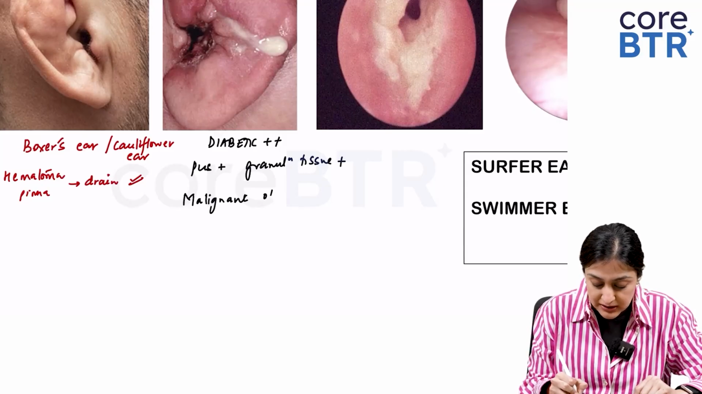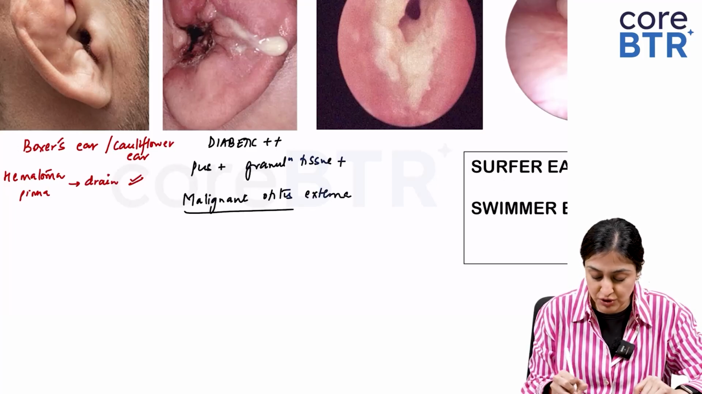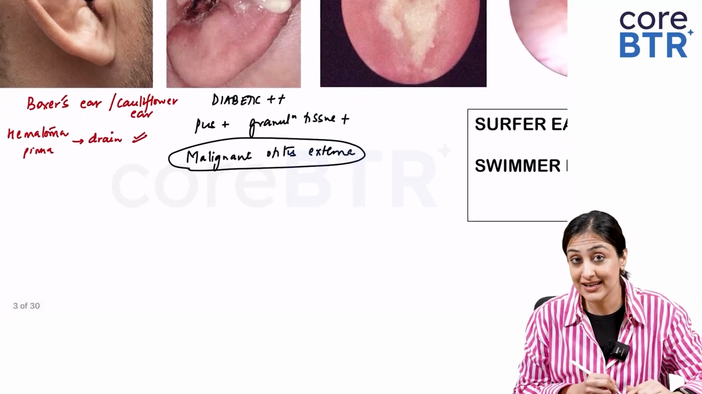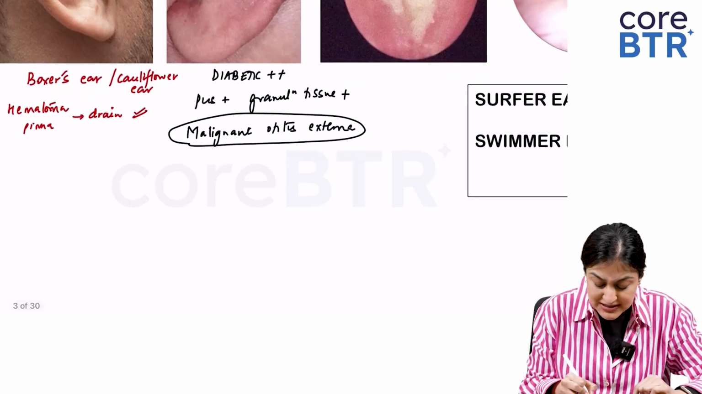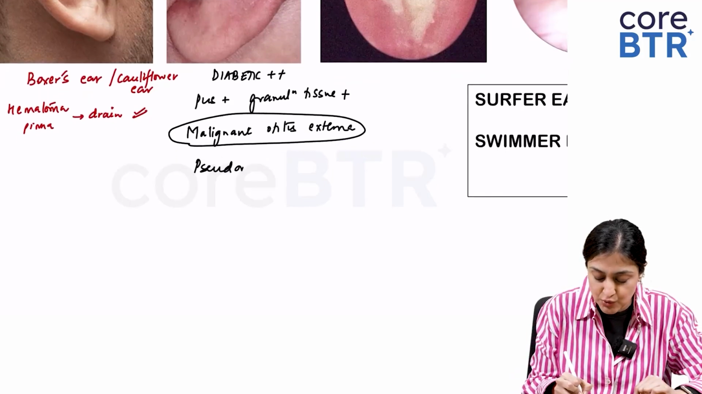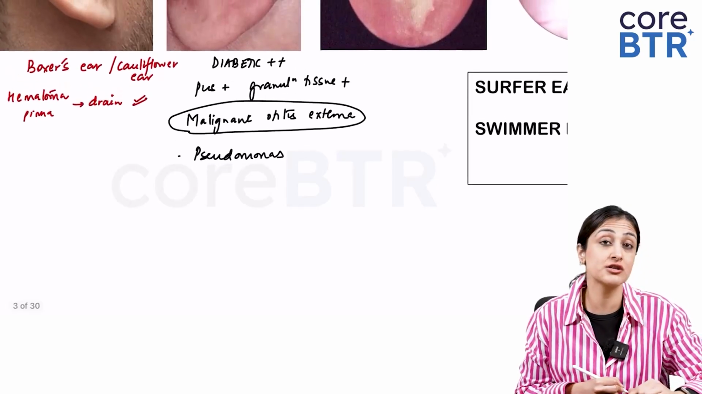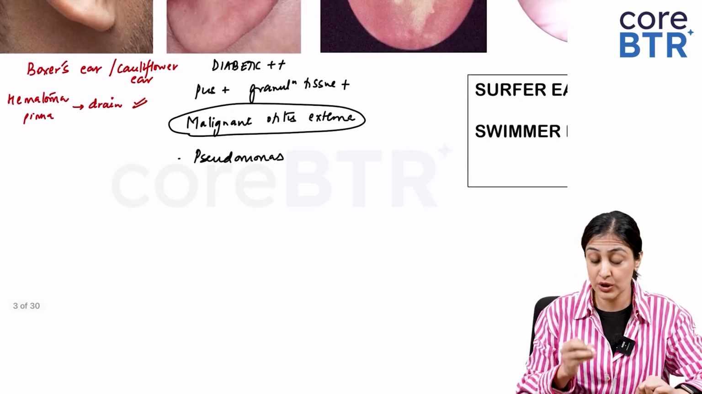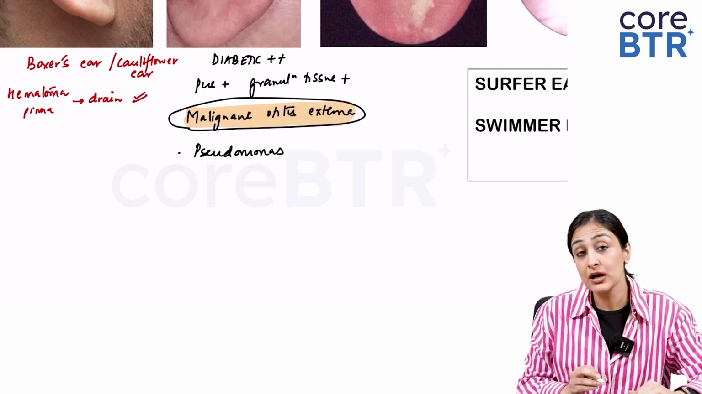But is it really a malignancy? It is not. It's a misnomer. It just looks dangerous, right? So this is malignant otitis externa, which is actually an infection by Pseudomonas. So it's Pseudomonas which is destroying the external ear, resulting in pus and granulation tissue. So this is what we need to remember, diabetes being the buzzword.